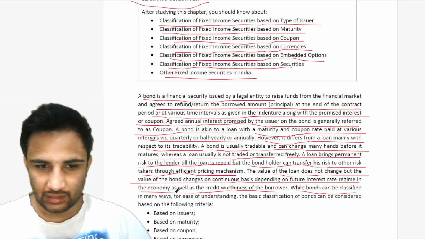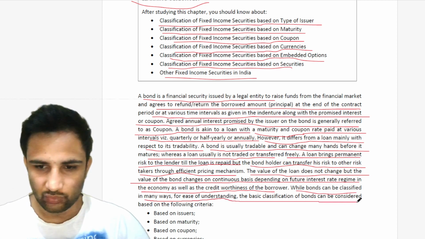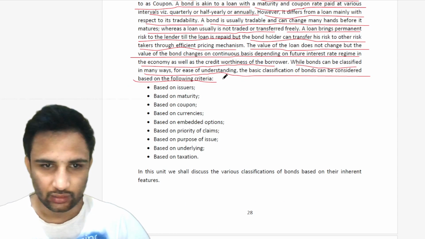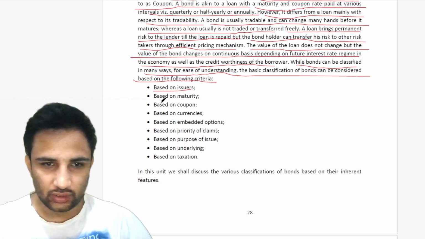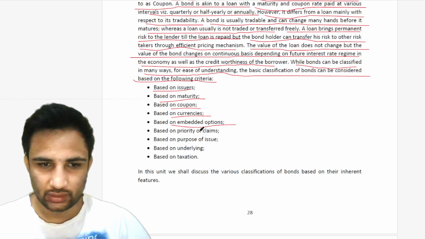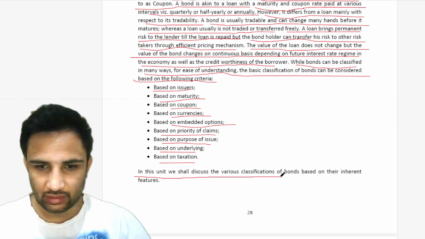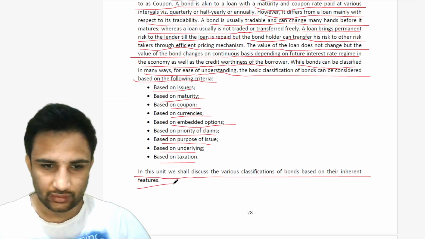While bonds can be classified in many ways, for ease of understanding, the basic classification of bonds can be considered based on the following criteria: based on issuers, based on maturity, based on coupon, based on currencies, based on embedded options, based on priority of claims, based on purpose of issue, based on underlying, based on taxation. In this unit, we shall discuss the various classifications of bonds based on their inherent features.